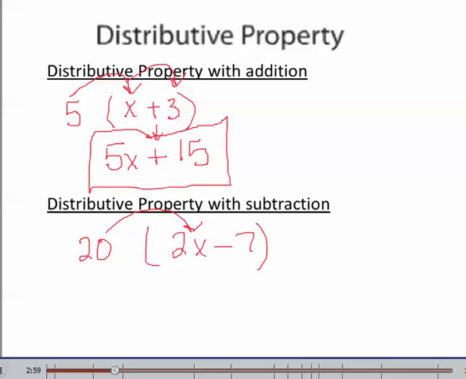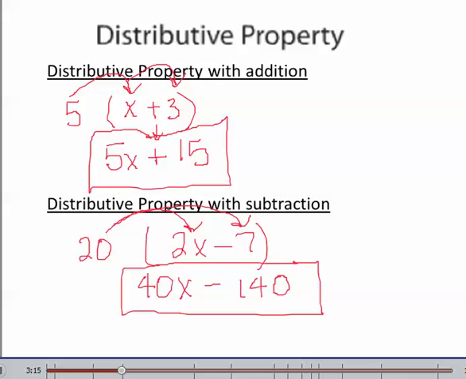20 times 2x, well, 20 times 2 is 40, and I need to lay the x next to it. 20 times 7, I think 2 times 7 is 14, so 20 times 7 must be 140. Again, we do not have like terms. We're going to stop right there, and that's the distributive property.